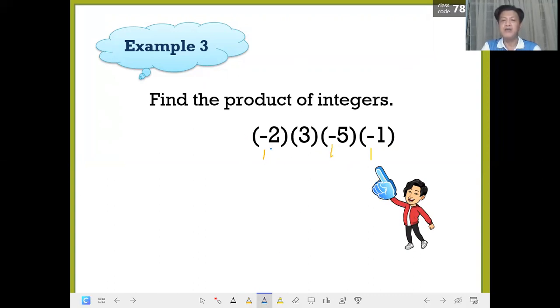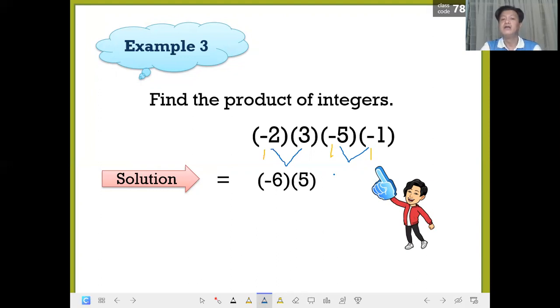Isa-isahin natin. Pag minultiply ko to, what is negative 2 times 3? Yun yung ating magiging solution dyan, negative 6. And then, i-multiply mo ulit yung dalawa. What is negative 5 times negative 1? Diba? Ito ay, remember, the same sign. That is positive 5. And then, tsaka mo i-multiply yung sagot natin doon sa bawat nakuha natin. What is negative 6 multiplying doon sa positive 5? Remember, this is different sign. So, always negative yung sign ng product. Kaya that is negative 30.